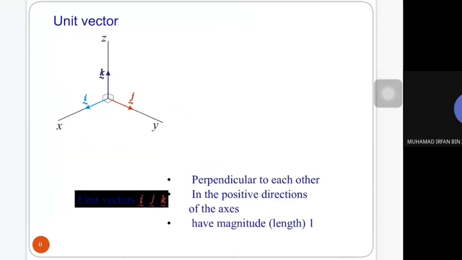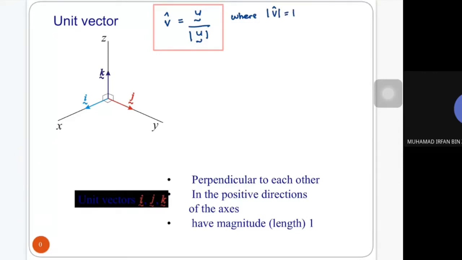So next is the unit vector. A unit vector is a vector that has the same direction as a vector u but with magnitude 1. You can write the unit vector as v hat. We call this v hat. This represents vector u over the magnitude of vector u. So this is the unit vector, where the magnitude of v hat is equal to 1.